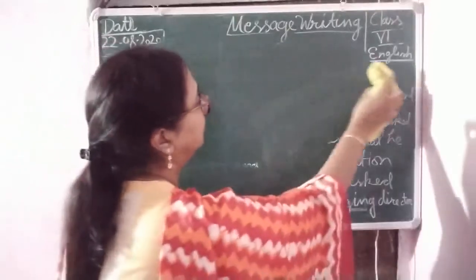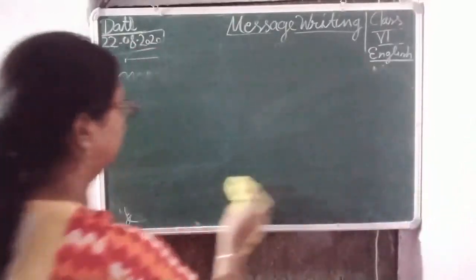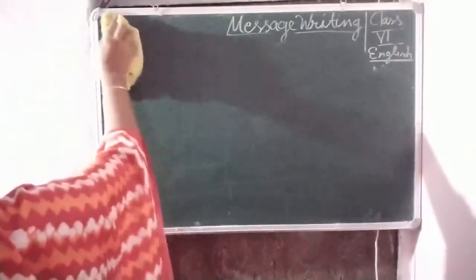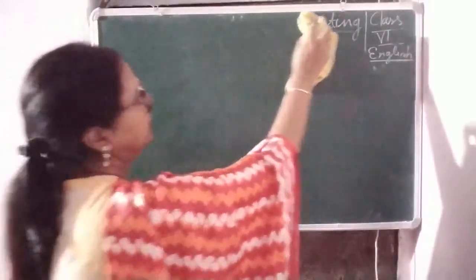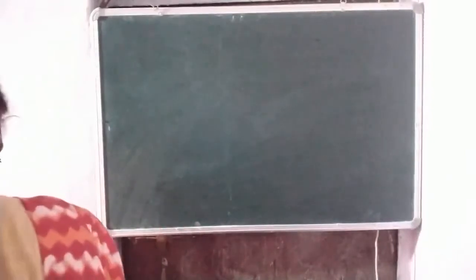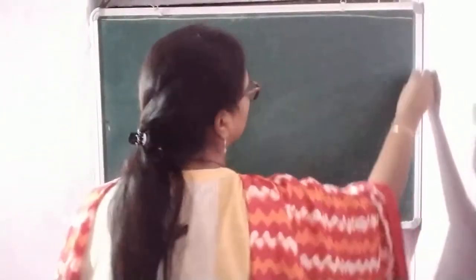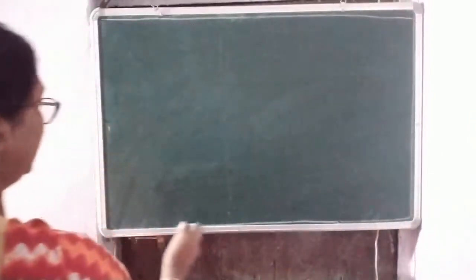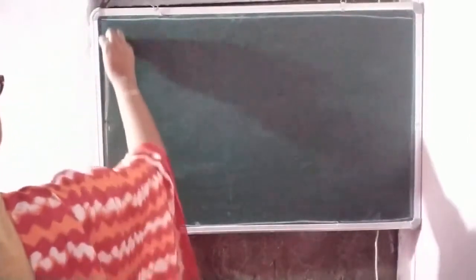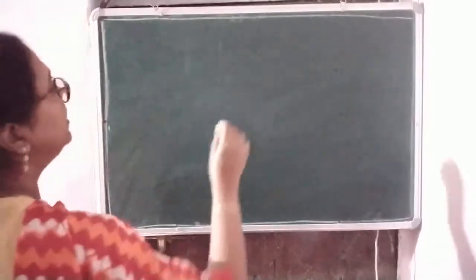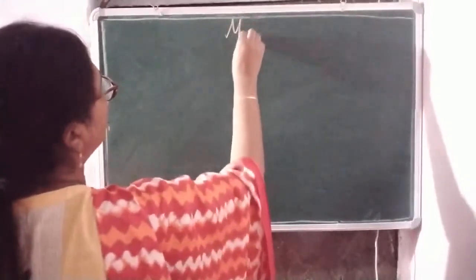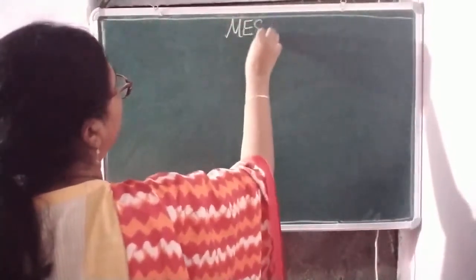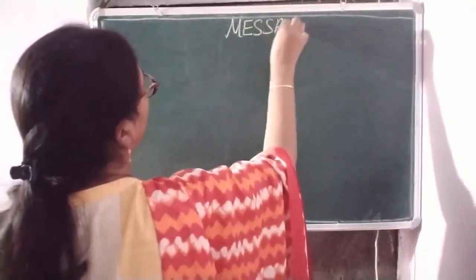Now we are going to write a message about this situation. First of all, the message should be enclosed in a rectangular box. This is very important. Then in the center, we are going to write "message."